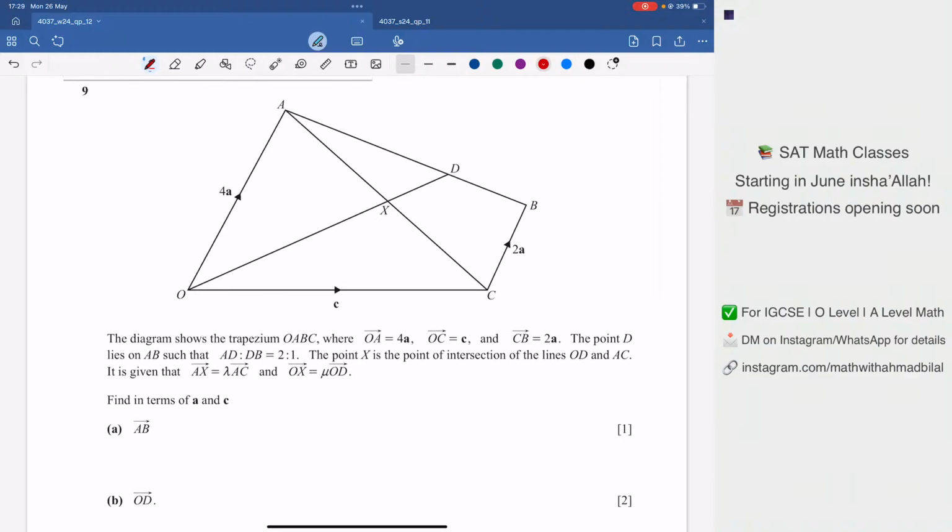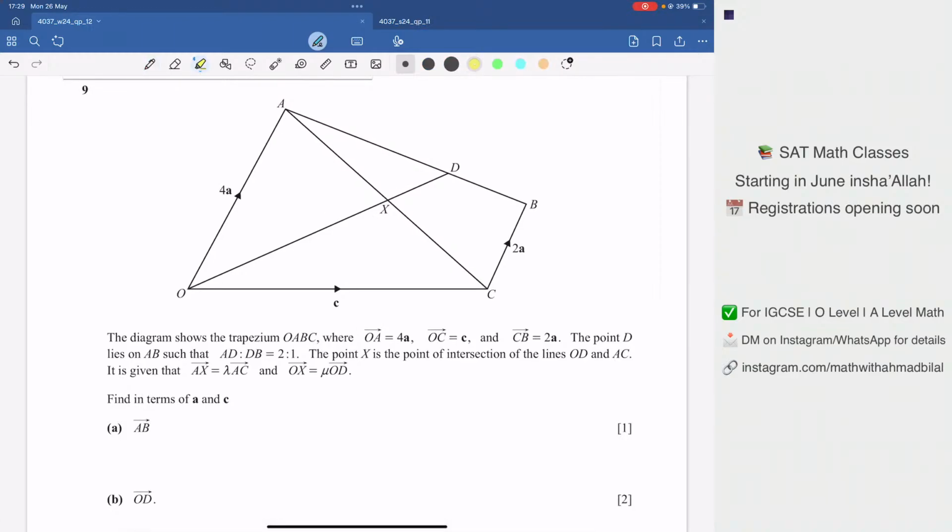The diagram shows the trapezium OABC, where OA vector is 4A, OC vector is C and CB vector is 2A. The point D lies in AB such that this is the ratio that we're given. This is important to note. The point X is the point of intersection of the lines OD and AC. Okay, so we have that point X. It's given that AX vector is equal to this and OX vector is equal to mu times OD. Find in terms of A and C the vector AB.